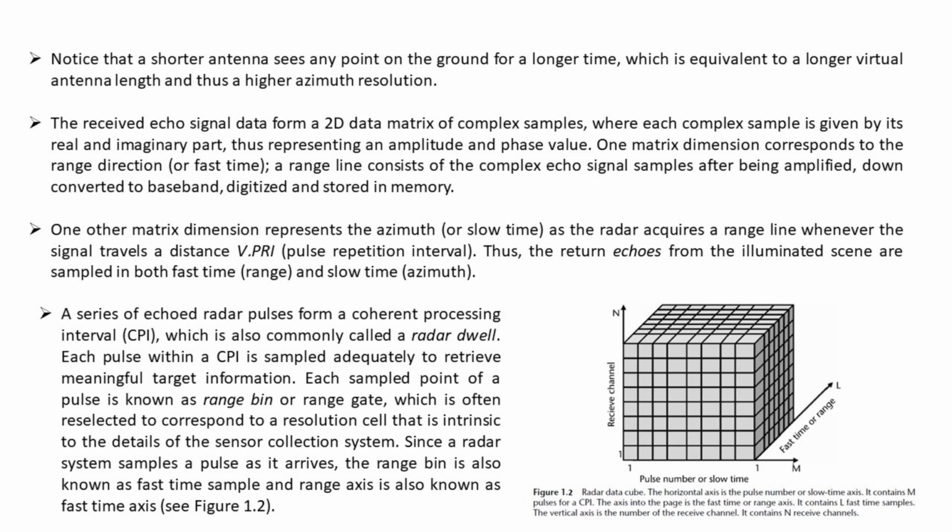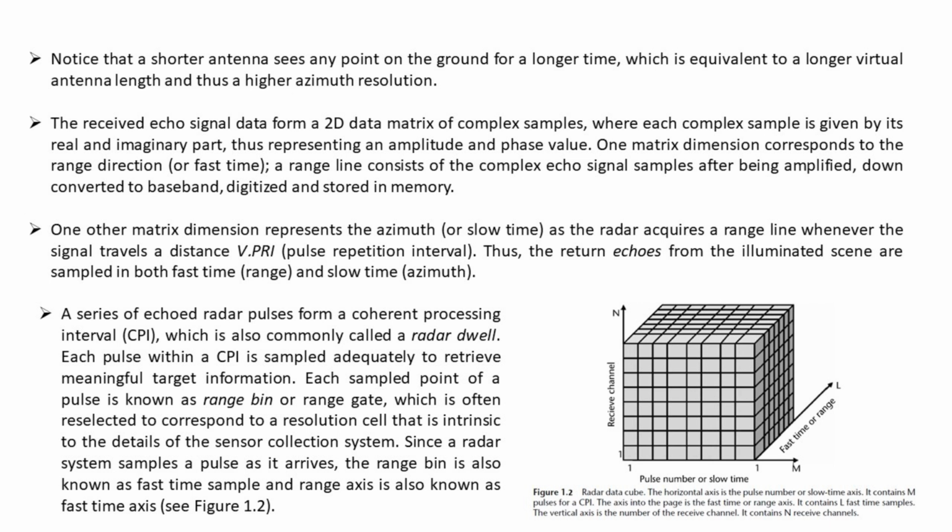A series of echoed radar pulses form a coherent processing interval, CPI, which is also commonly called a radar dwell. Each pulse within a CPI is sampled adequately to retrieve meaningful target information. Each sampled point of a pulse is known as a range bin or range gate, which is often selected to correspond to a resolution cell that is intrinsic to the details of the sensor collection system.